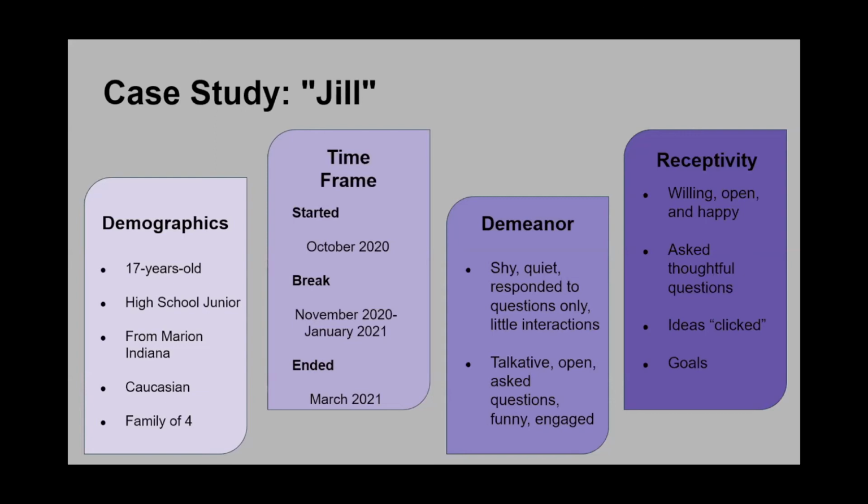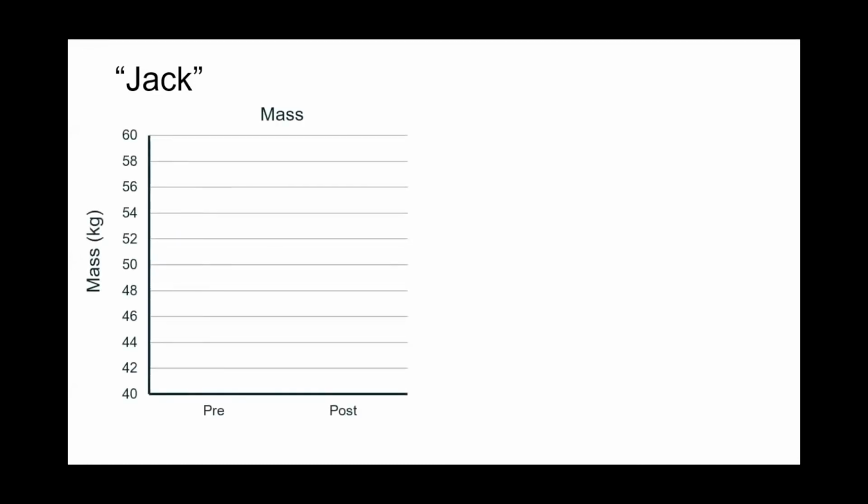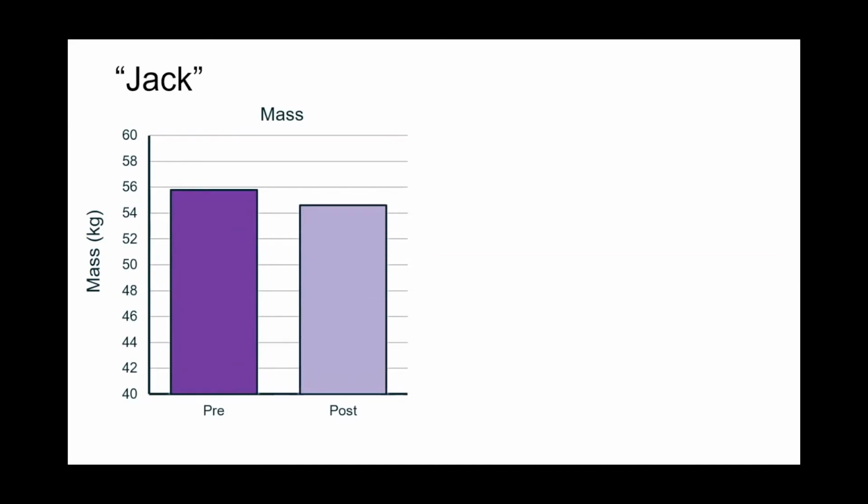So now that we've introduced you to both of our case studies, let's look at the results. We do have results on weight change, cognition, nutrition, and sleep habits. However, the two most significant of which were weight change and cognition. So let's look at Jack. We'll start with him first. Let's look at his mass. Before our program, Jack weighed in at approximately 55.8 kilograms, and after our program, he cut that down to 54.6 kilograms.